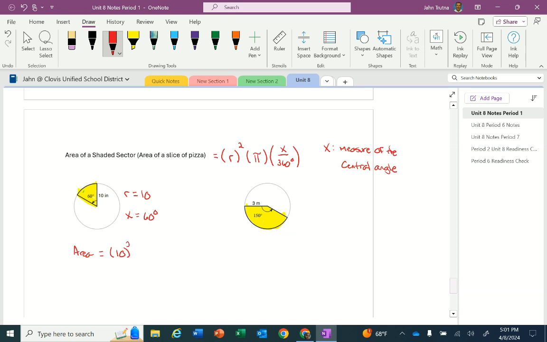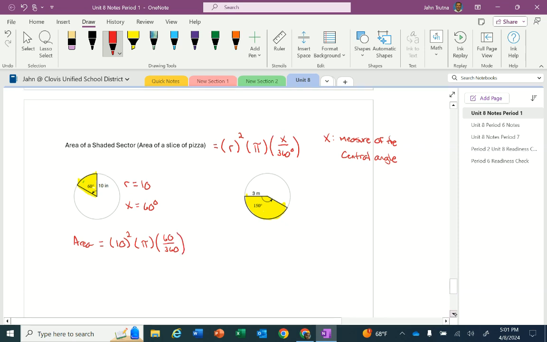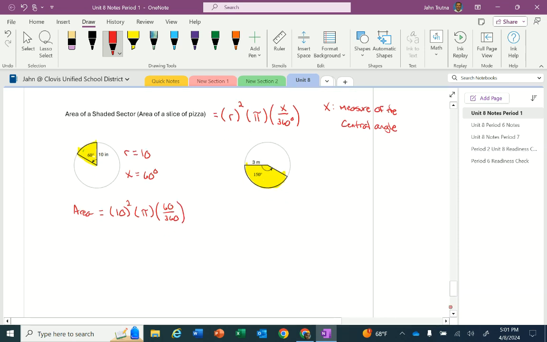10 squared, or 10 to the second power, multiplied with the number pi. We represent pi with the pi symbol. We're not going to use 3.14. Times then the fraction 60 over 360. Now when you do this problem, you're going to do it similar to arc length, except we need to square first. So 10 squared is 100. I'm going to get 100, and think of that as 100 over 1, times the number pi, times the fraction 60 over 360. I'm going to multiply this out, and leave my answer in fractional form.